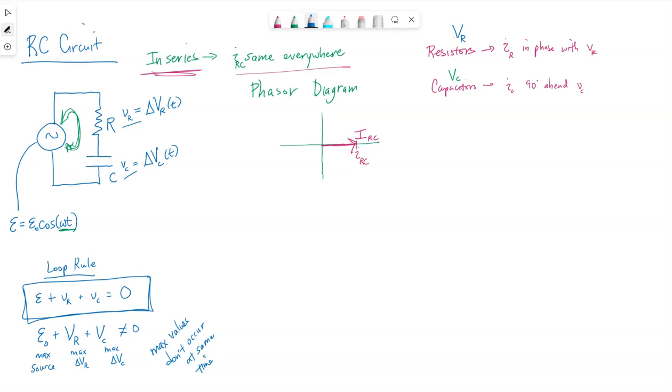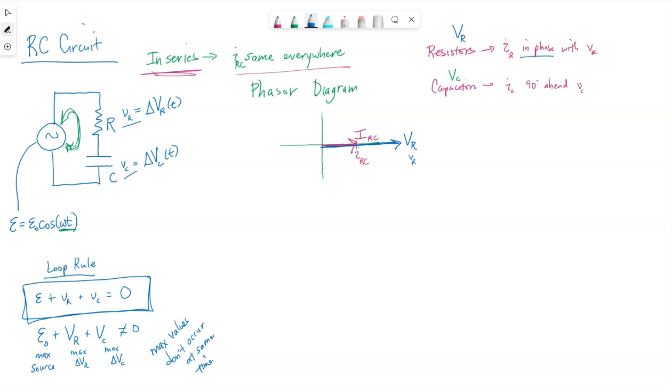Since the resistor is in phase with the current, I would draw my VR also along this x-axis, meaning a moment in time when the instantaneous voltage across the resistor is a maximum. Ultimately, what's important here is that the current phasor and the voltage phasor for this resistor lie along the same line. That's what represents they are in phase.